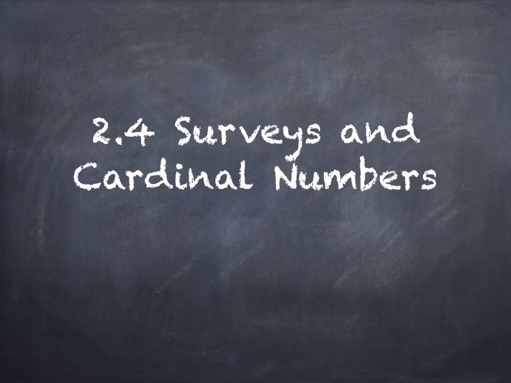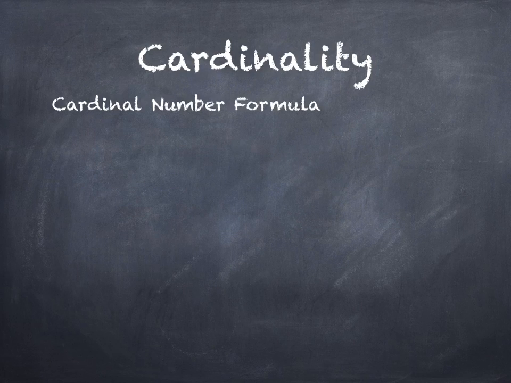Today we're going to talk about section 2.4, surveys and cardinal numbers. And the first thing I want to show you is a formula. This is actually the first formula, I believe, that we've looked at in this class. And this formula is going to help us when we're working with our Venn diagrams. It looks like this.